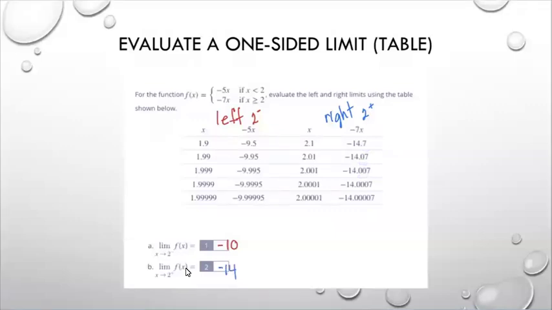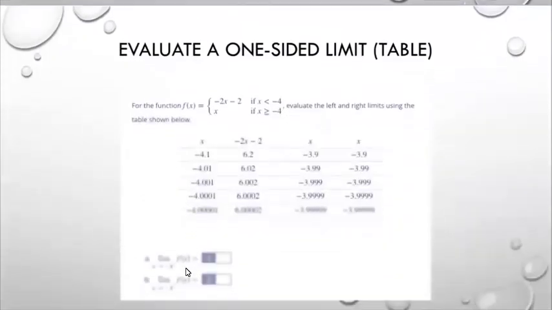-14, and that's how you will find those one-sided limits from a table, making the observation of what is happening with the y values as I make my x values closer and closer to that given value, which in this case is 2.